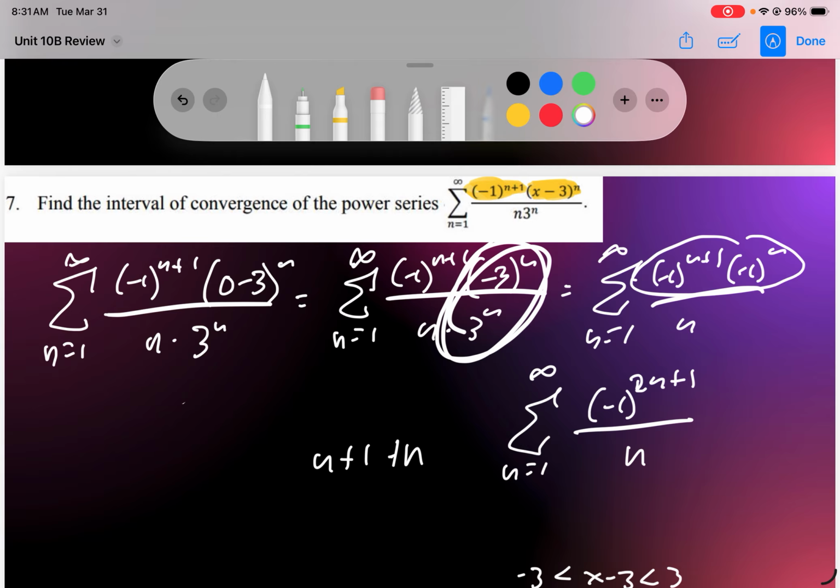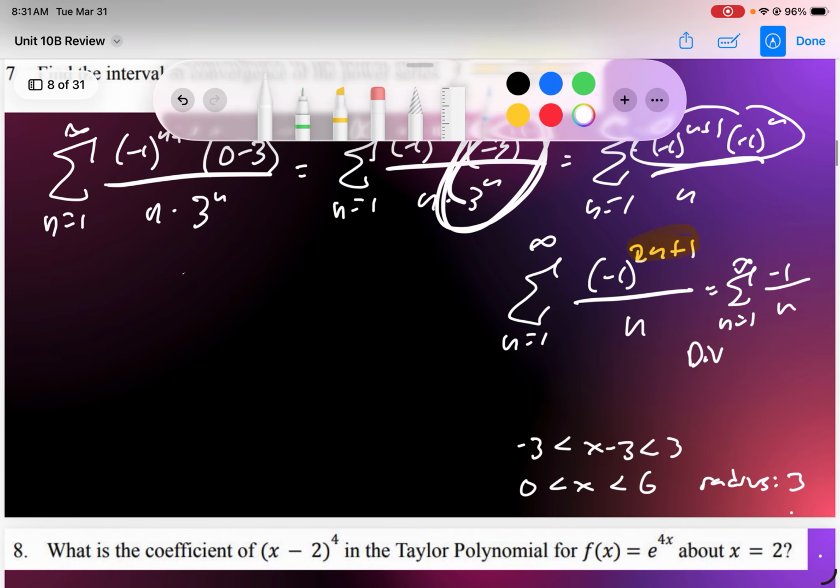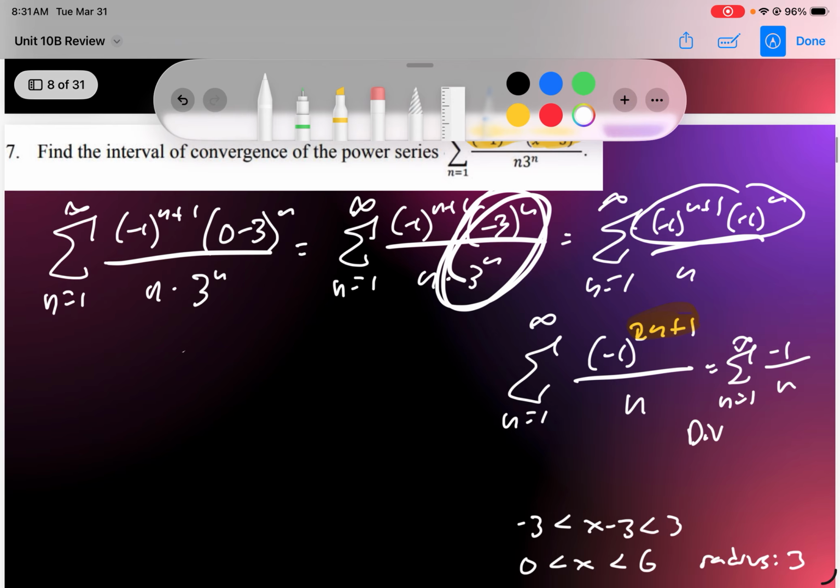So now I've got this series where the exponent is always odd. Negative 1 to an odd exponent is always negative, right? So if this was an alternating harmonic, it would converge. But is this an alternating harmonic? No, it's just a harmonic where all the terms are negative. So harmonic series diverge. So I would not include 0 in my interval of convergence. Now I gotta plug in 6.